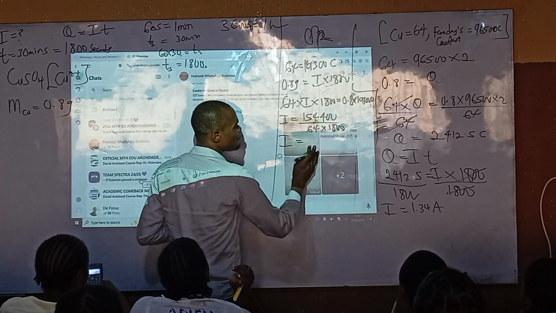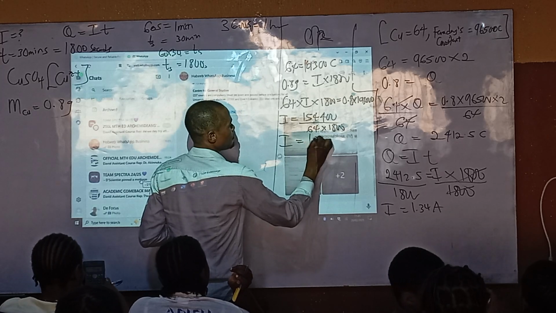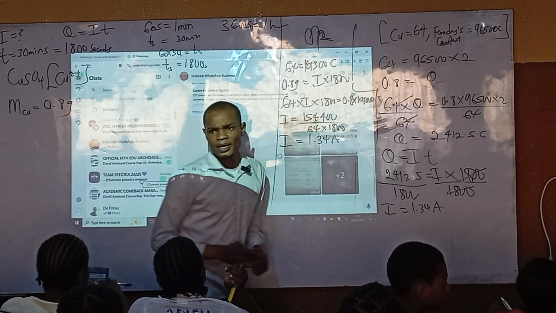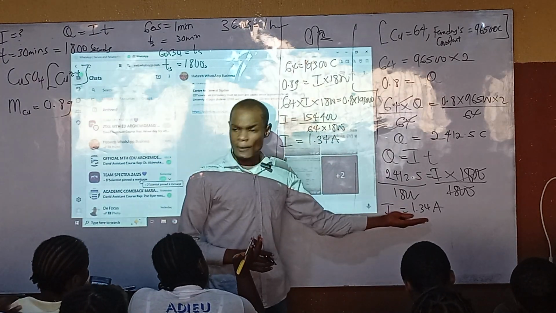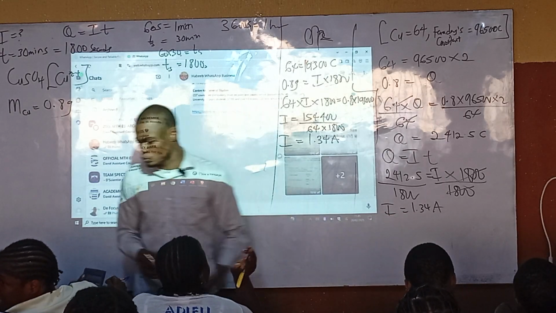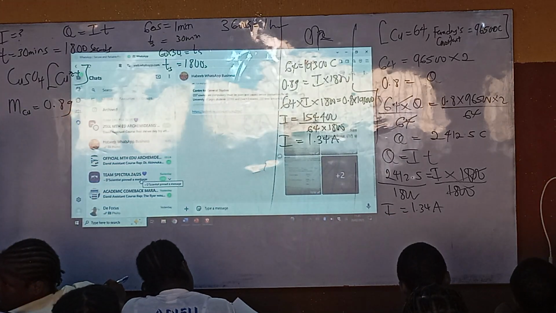What's the value? What's the final? 1.34 ampere. We must still get 1.34 ampere like this.